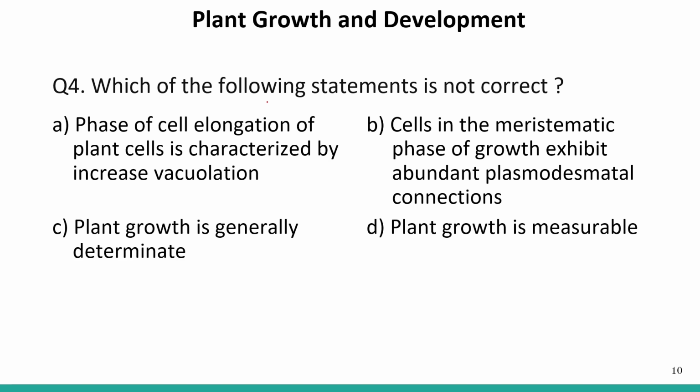Now coming to the next question, which is: which of the following statements is not correct? Okay, the first statement is: the phase of cell elongation of the plant cell is characterized by increased vacuolation. Alright, so here they are talking about the phases of growth. There are 3 phases of growth, or growth takes place in 3 phases. First is the meristematic phase.